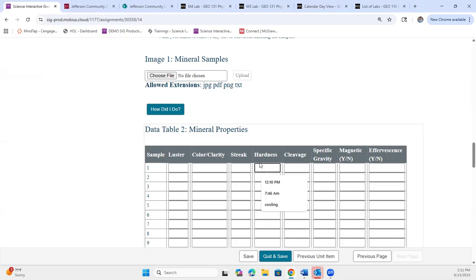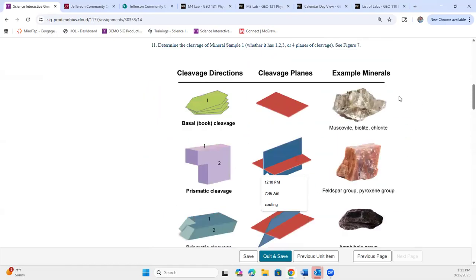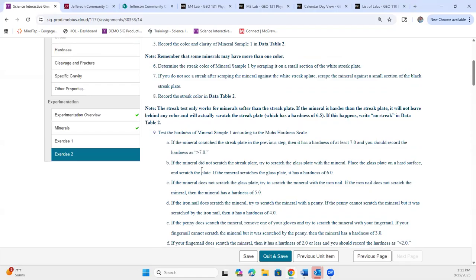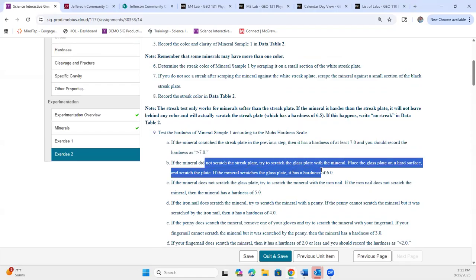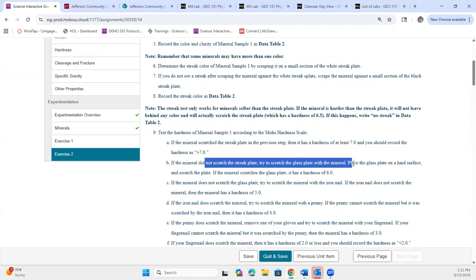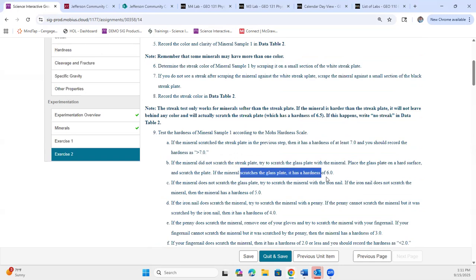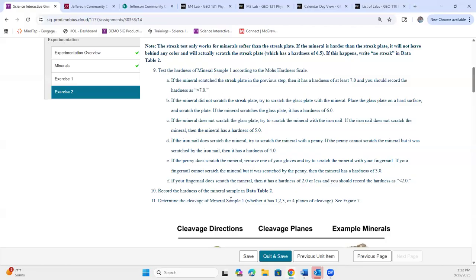So according to this lab, that means that it has a hardness. If the mineral did not scratch the streak plate, try to scratch the glass plate with the mineral. If the mineral scratches the black glass plate, then it has a hardness of 6. So according to this lab, it has a hardness of 6. And then it goes down trying to scratch with more things. If iron nail doesn't scratch it, try to scratch the mineral with a penny. If the penny cannot scratch it, it gives you basically all the way down to less than 2.